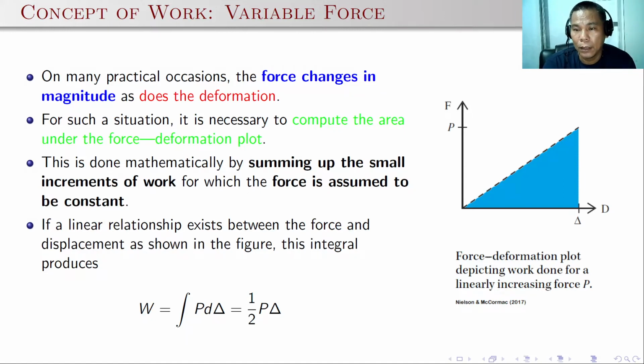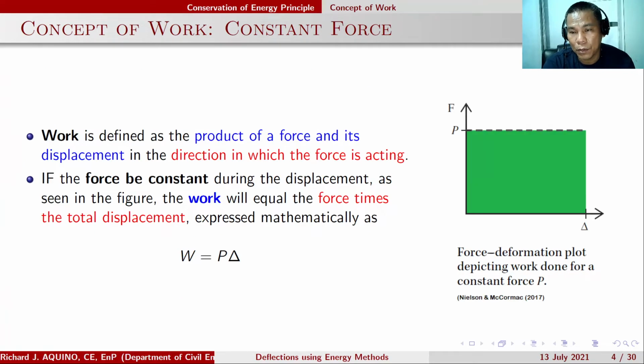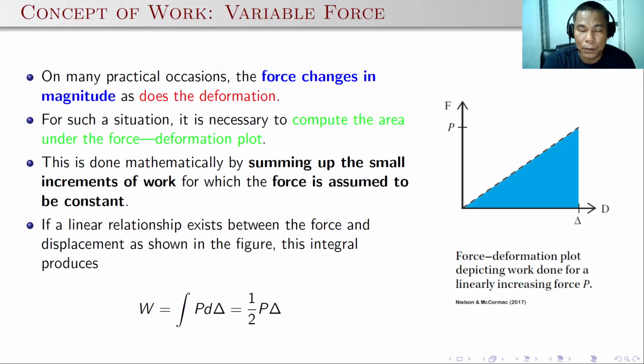The work is equal to the integral of the force P times d delta, which is equal to 1/2 of P delta. So this is the area of the triangle. Again, you have to compare it with the constant force, where the area is the rectangular area, P delta. But for a force that changes in magnitude, like this one, the work is simply equal to 1/2 of P times delta.